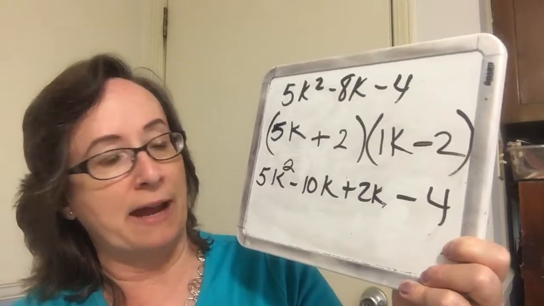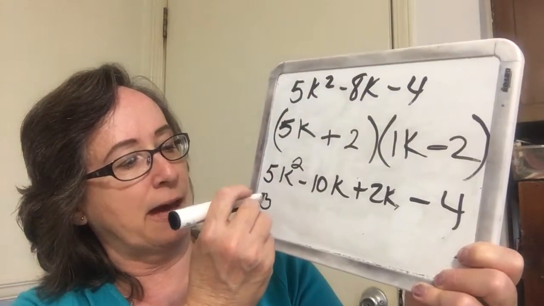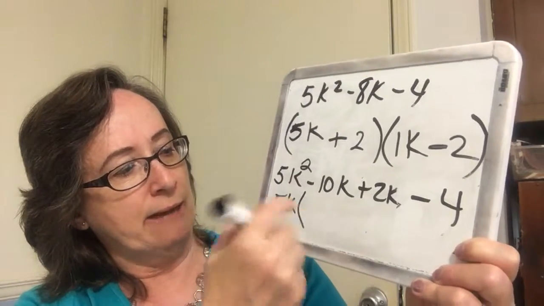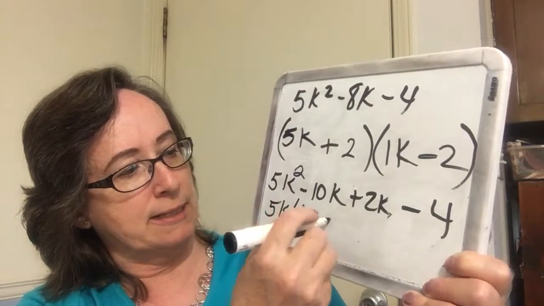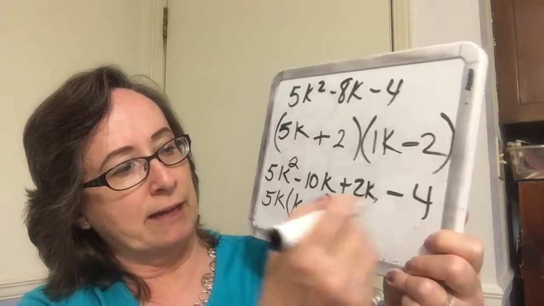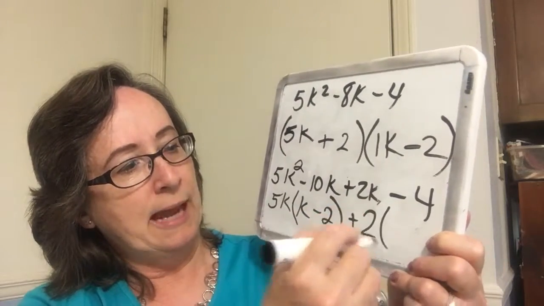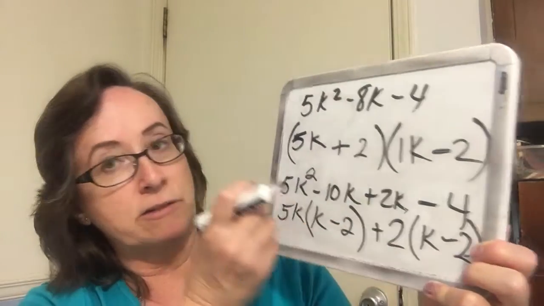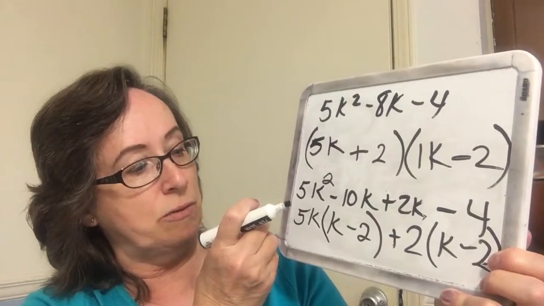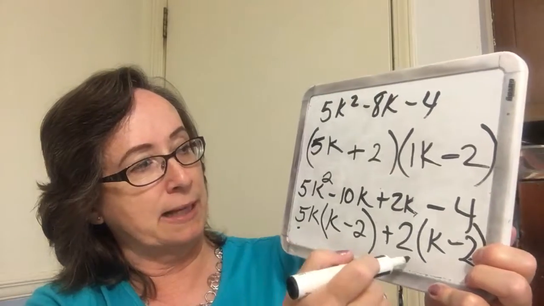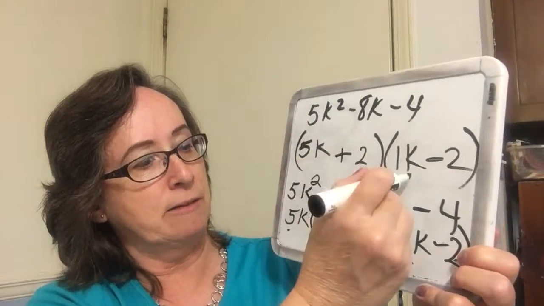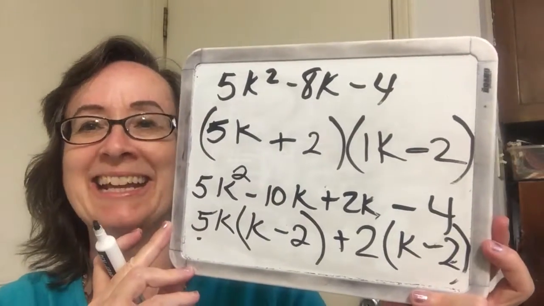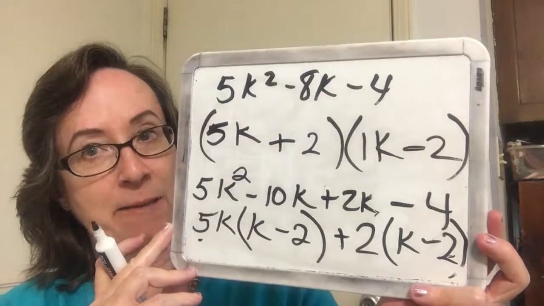And now I factor by grouping. I pull out the 5k between these two, and that's going to leave me with a k minus 2. I factor out a 2, and that's going to leave me with a k minus 2. I factor out to the front the k minus 2, and I'm left with 5k plus 2. So 5k plus 2, k minus 2. I get the same factors, usually in a different order, but the same factors.